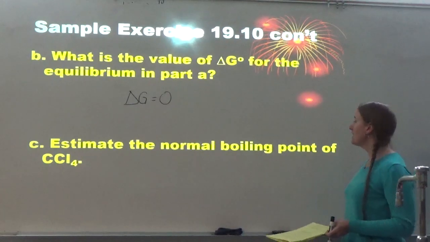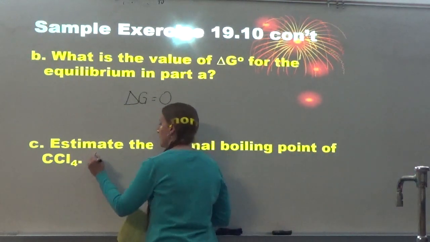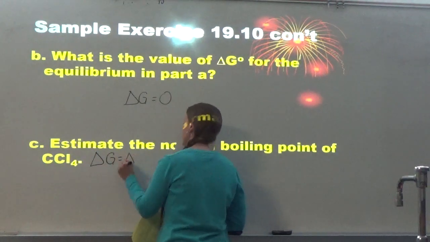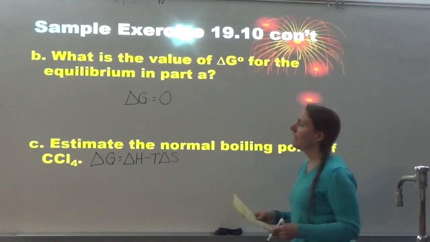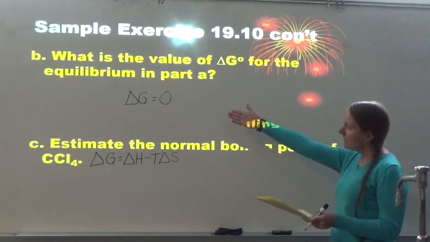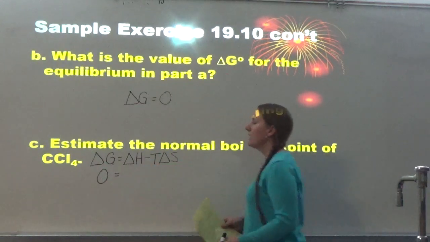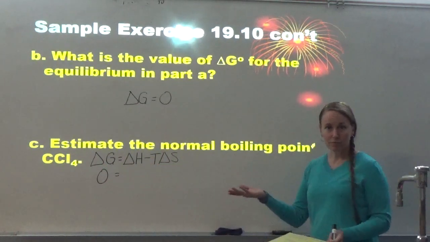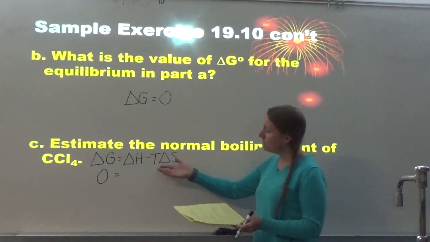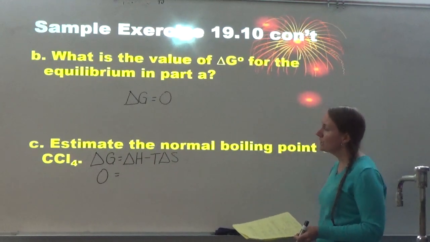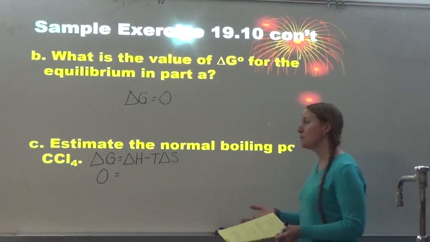Then it says estimate the normal boiling point of CCl4. Well, I know that delta G is delta H minus T delta S. I have already decided that delta G must be 0. I'm trying to solve for temperature, so we'll talk about that in just a second. But what am I missing here? I'm missing my delta H and delta S. But I can calculate those using stuff I know from Appendix C.